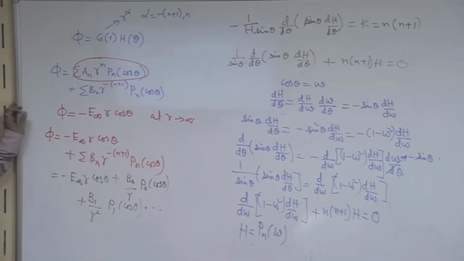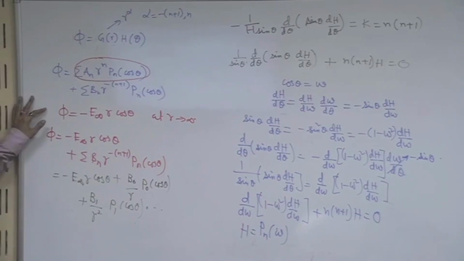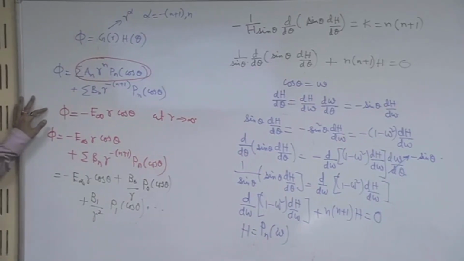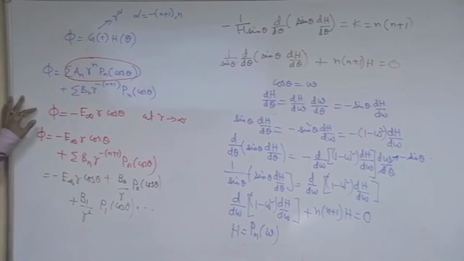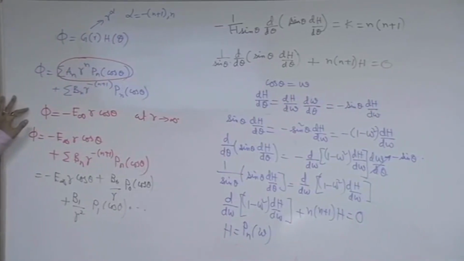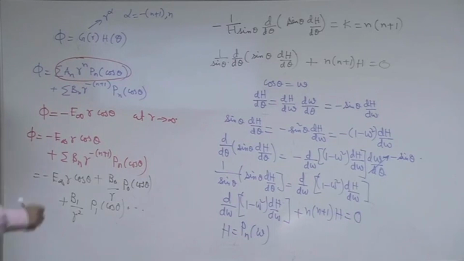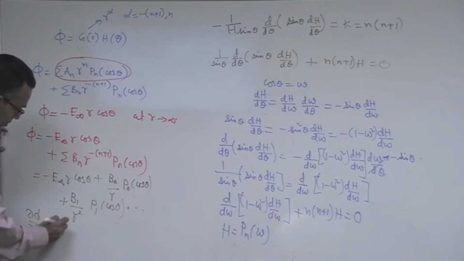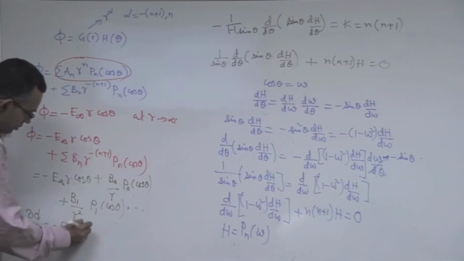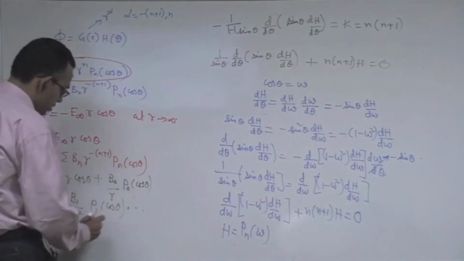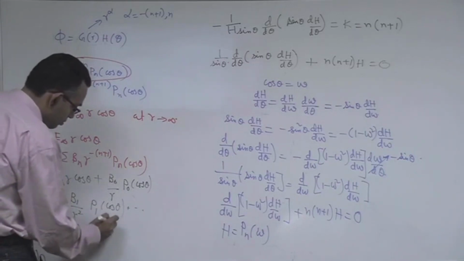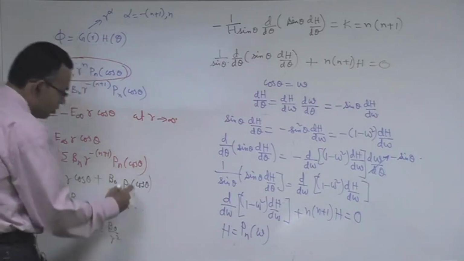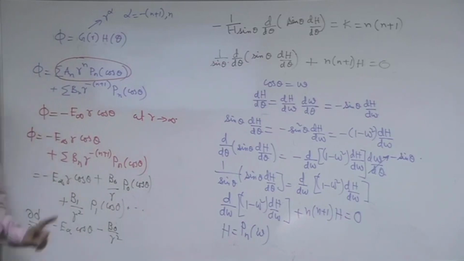Now we will use the second boundary condition. This was the boundary condition for the potential at infinity. The second boundary condition is the no penetration, that is on the surface of the sphere you have del phi del r equal to 0. So what is del phi del r? Minus E infinity cos theta minus B0 by r square. What is P0 cos theta? That is equal to 1, because P0 is equal to 1.